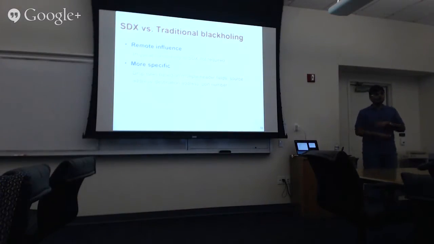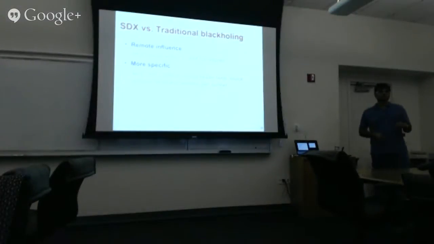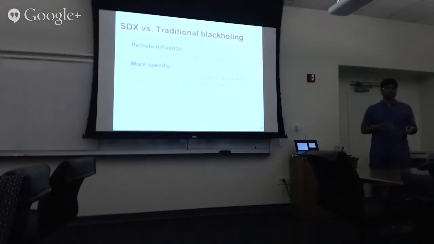So you need not block the entire space, because currently the routing decisions are based on destination IP preferences, right? If you're blocking something, you're blocking the entire IP address space. But now you can be more specific about who the attacker is, where this attack is coming from, and which application this attack is for, and then write drop rules accordingly.